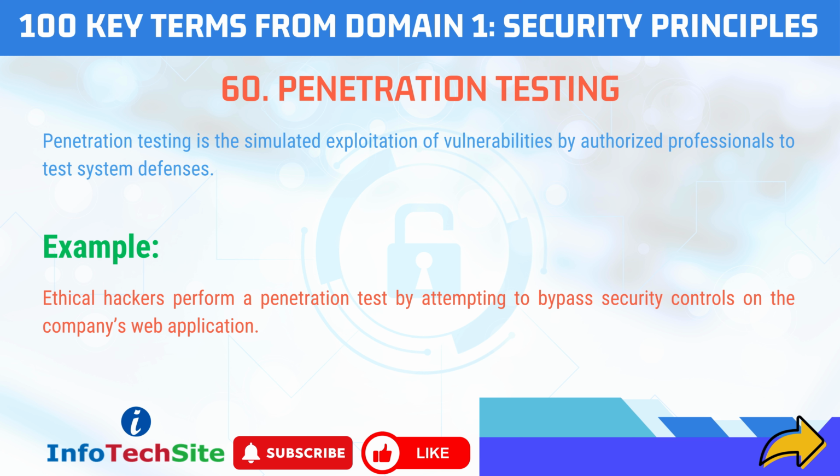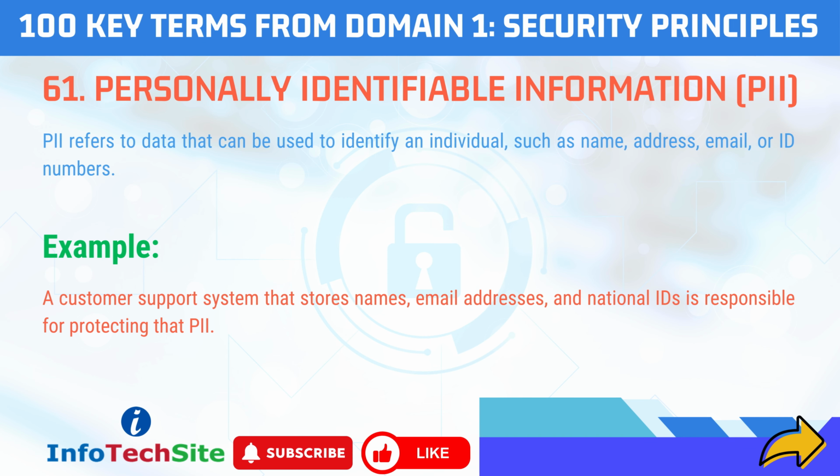An example includes: ethical hackers perform a penetration test by attempting to bypass security controls on the company's web application. 61. Personally identifiable information, PII. PII refers to data that can be used to identify an individual, such as name, address, email, or ID numbers. For example, a customer support system that stores names, email addresses, and national IDs is responsible for protecting that PII.